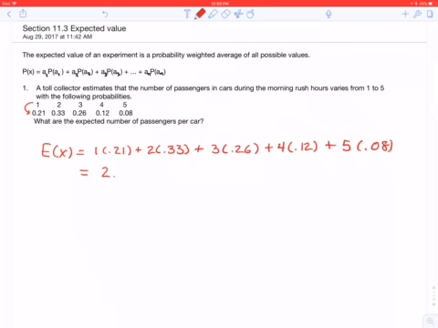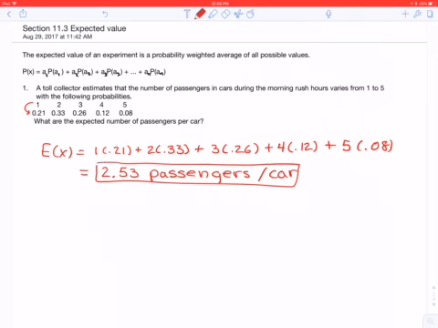This comes to an average of 2.53 passengers per car. So it's an average in the long run.